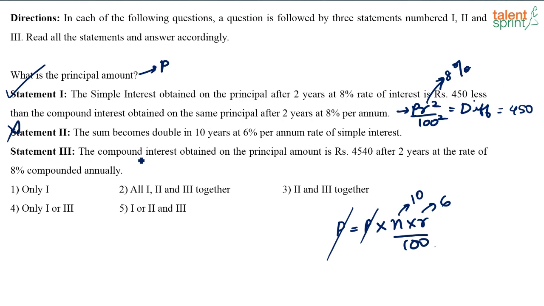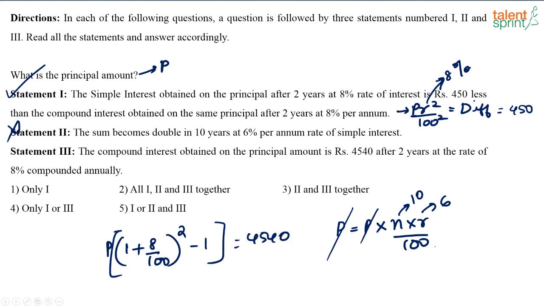Third statement, the compound interest obtained on the principal amount is rupees 4540 after 2 years at the rate of 8% compounded annually. So that is the principal into (1 plus R by 100), that is the general compound interest formula, right, whole squared, minus 1. This is given as 4540. From this, if you solve it, you will get the value of P. So using statement 3 alone, you can definitely get the answer.